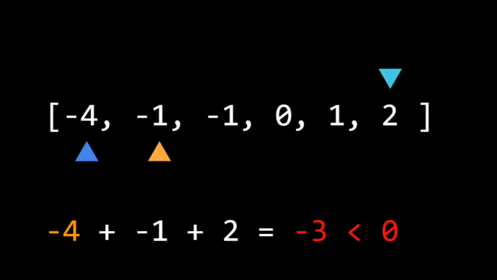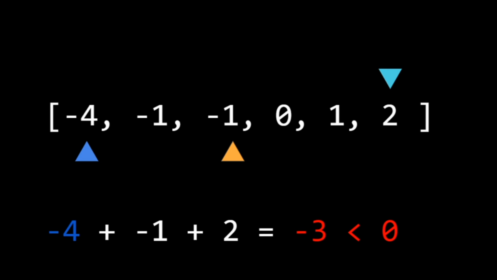So for example, for these values -4 plus -1 plus 2, we got the sum -3, that is less than 0. So we didn't get our triplet. So the value -3 is less than 0, so we have to increase the value. In a sorted array, if we want to increase the value, we will go in its right direction. So we can move only the left pointer, that is the orange one, as our blue pointer that is at -4 is the fixed pointer. So we will move this pointer.